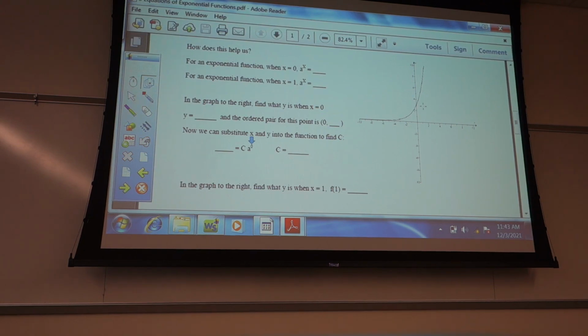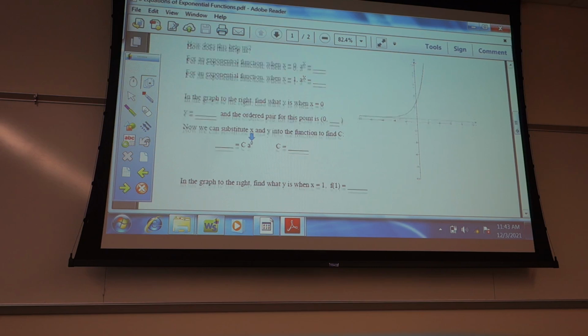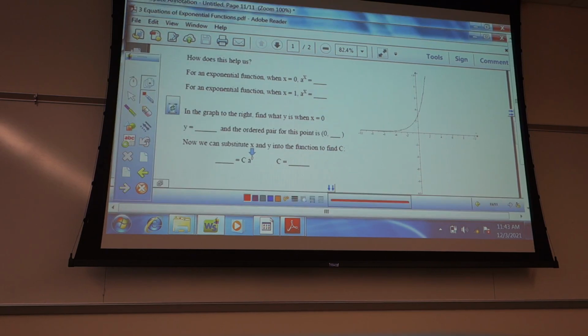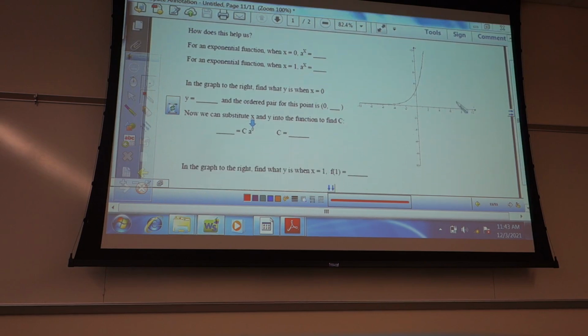All right, so first I need to find those 2 points. I need to find when x is 0. So find on here where x is 0. X is 0 along this line here. Does everyone agree with me?